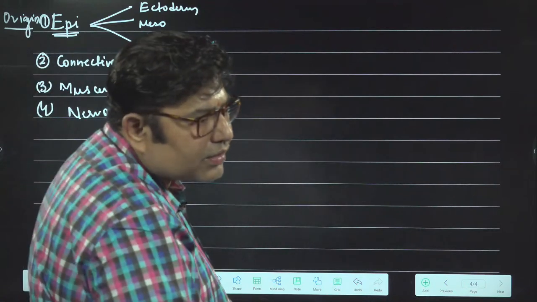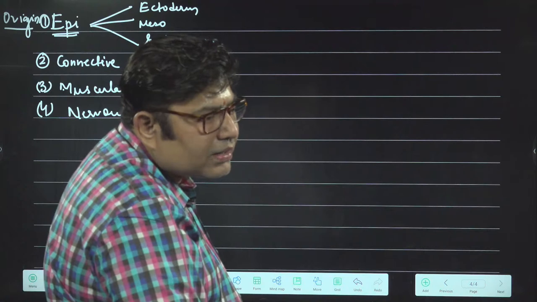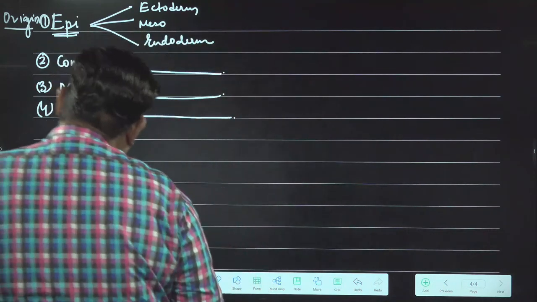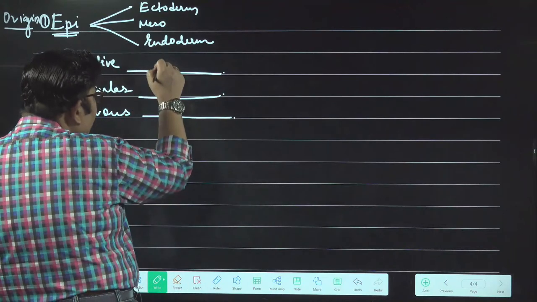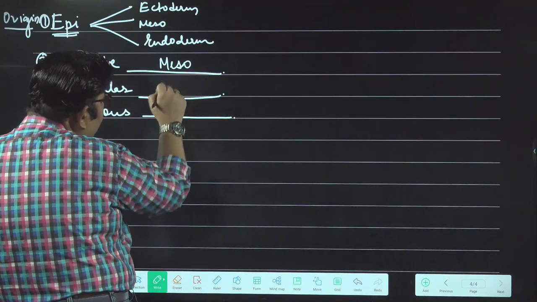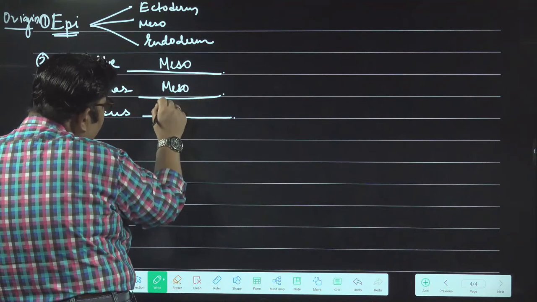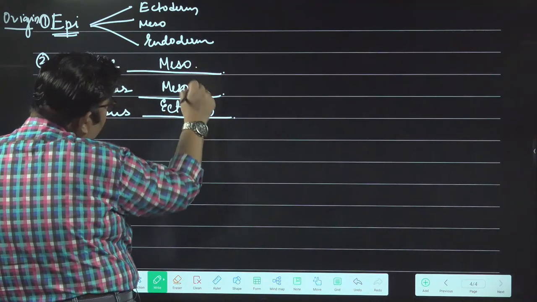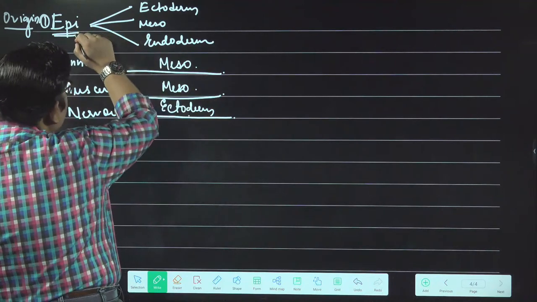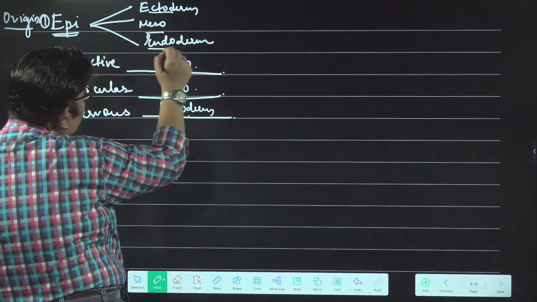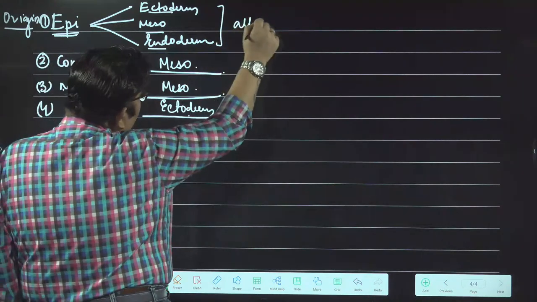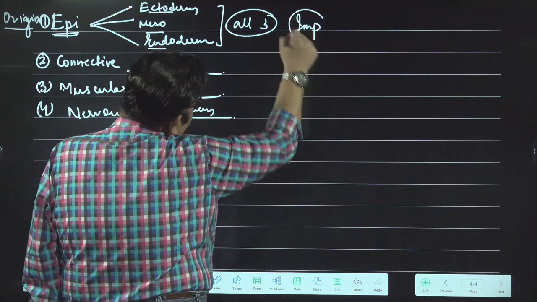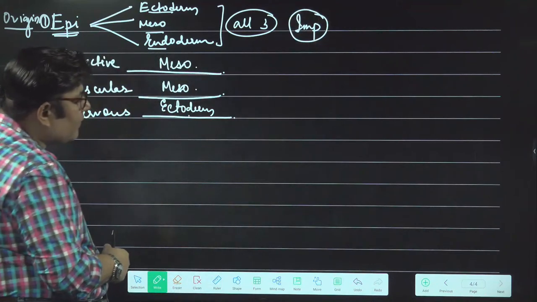Mesoderm, ectoderm, very good. Very good, beta, the correct answer, you are absolutely right. This is mesoderm, and this is mesoderm, and this is ectoderm, very good. Meso, ecto, and epithelial tissue from ecto, meso, endo, all three germ layers. And this is an important question that can be framed.